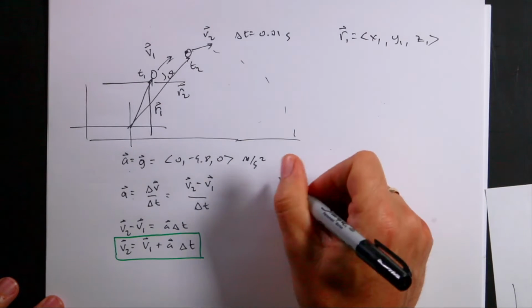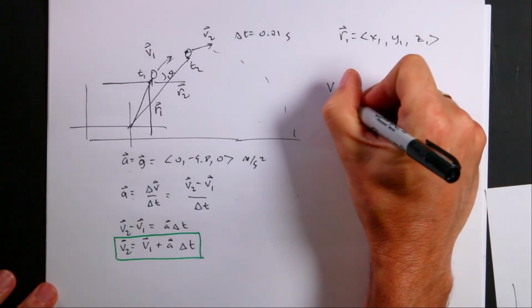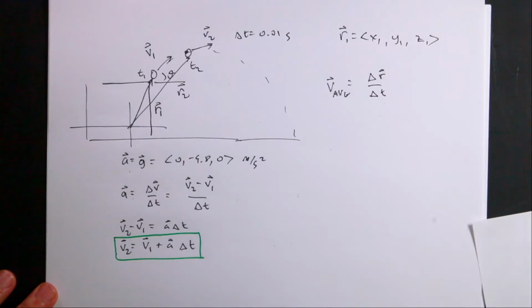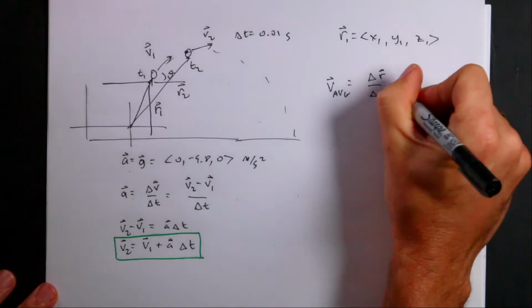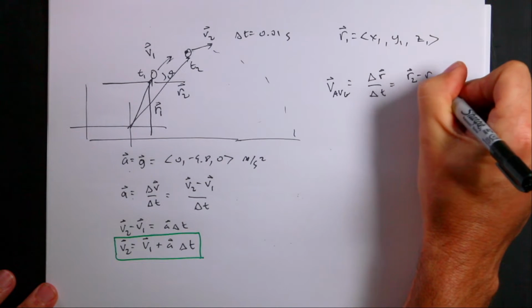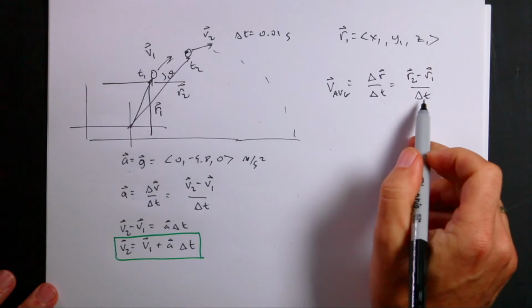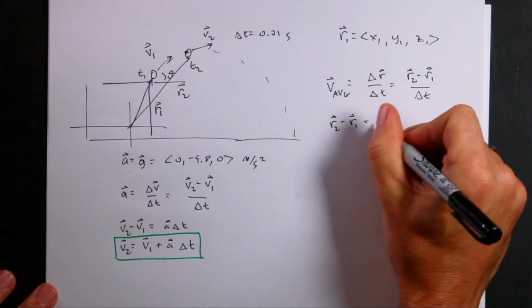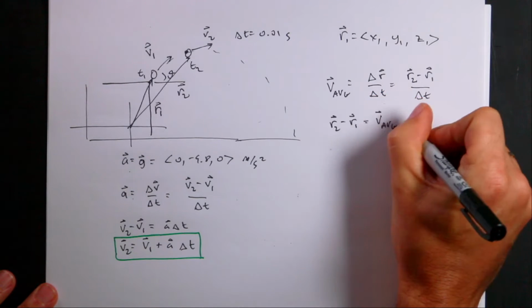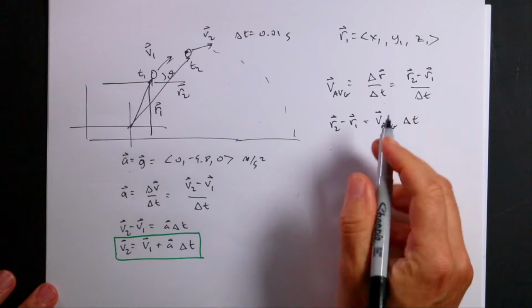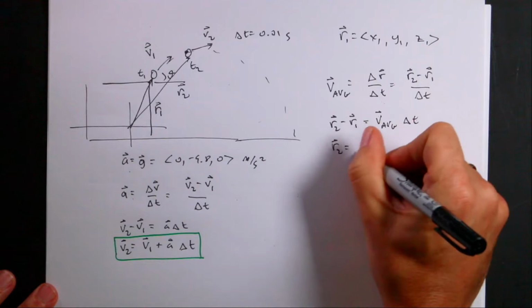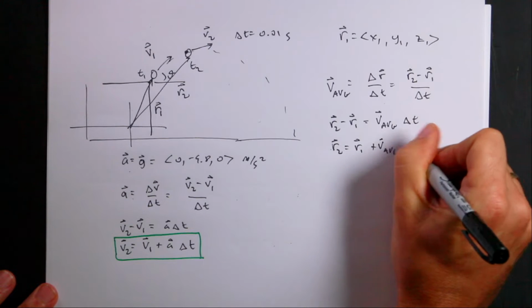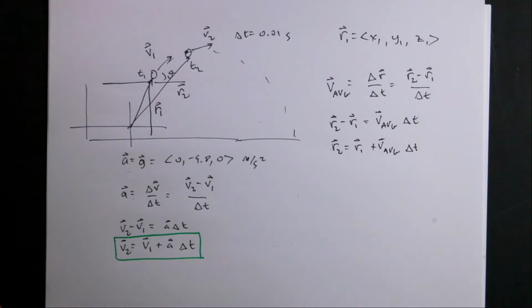But I can write the average velocity. I can say v average is the change in r over the change in time. That's how it's defined. So this is going to be equal to r2 minus r1 over delta t. Now I can multiply both sides by delta t, and I get r2 minus r1 equals v average delta t. Now I can add r1 to both sides, and I get r2 equals r1 plus v average delta t. And you notice it looks a lot like this equation, and it does.